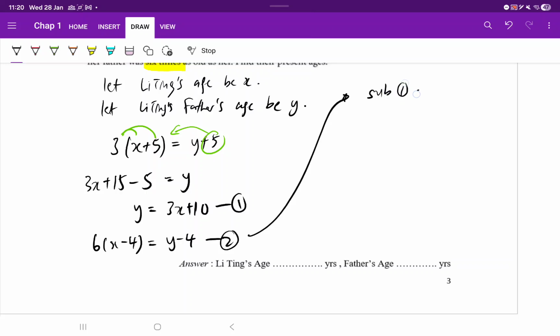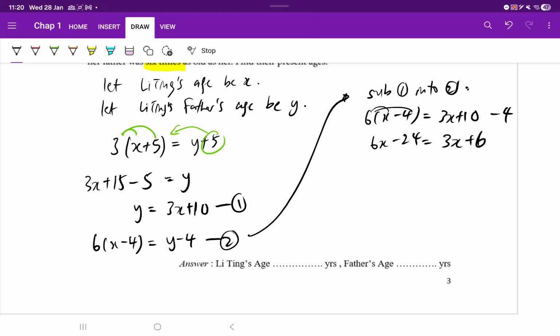So we will sub 1 into 2, and we get 6x minus 4 equal to 3x plus 10 minus 4. Actually I don't need a bracket there, since it is not multiplied by anything. So if you didn't write the bracket, that's fine. But if you wrote it, also okay. Now we expand. So we have 6x minus 24. On the right hand side, I simplify. 10 minus 4 is 6. Then I will do some rearrangement. 6x minus 3x is the same as 6 plus 24. So 3x is 30, which means x is 10.